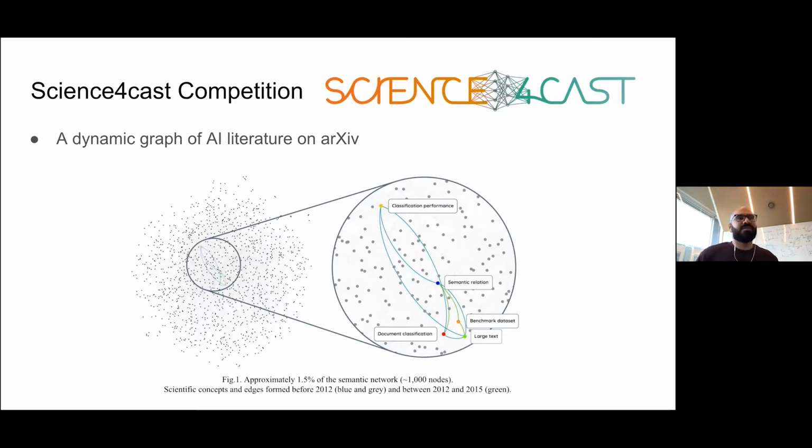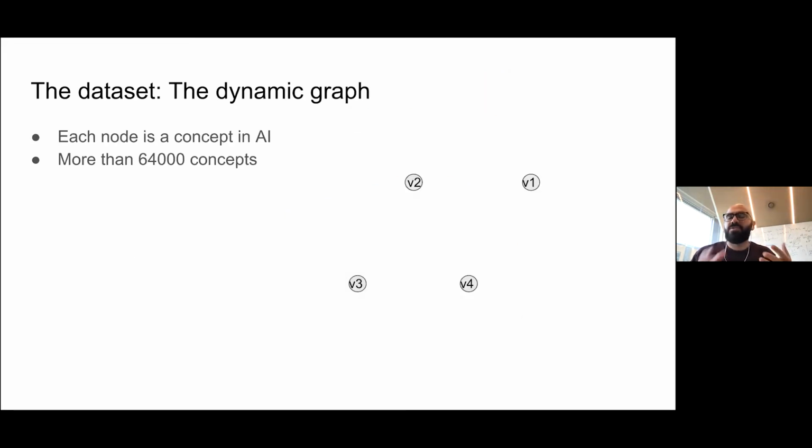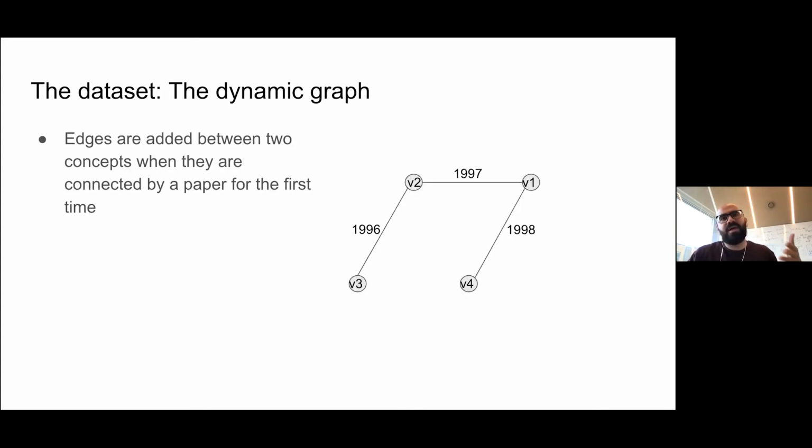So the dataset that we were given was the dynamic graph of the AI literature on arXiv, based on the papers that were submitted to arXiv on the AI literature. In this graph, each node is a concept in artificial intelligence research, and we have more than 64,000 of these concepts, labeled by the time that the paper was published.